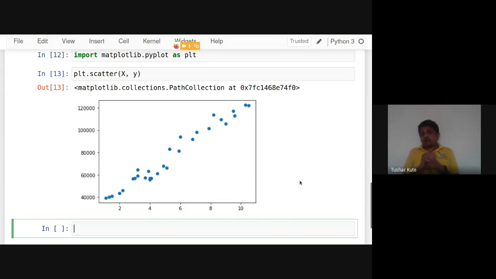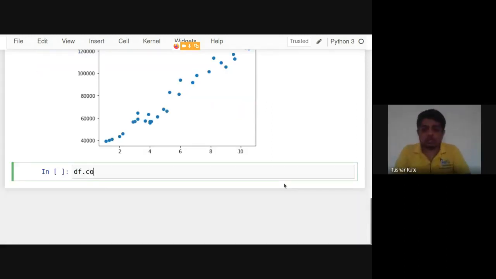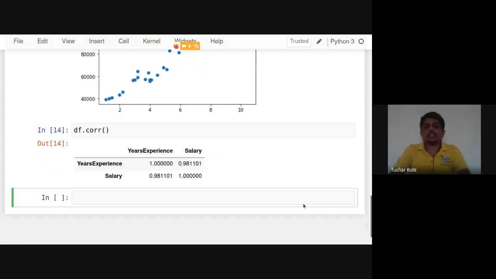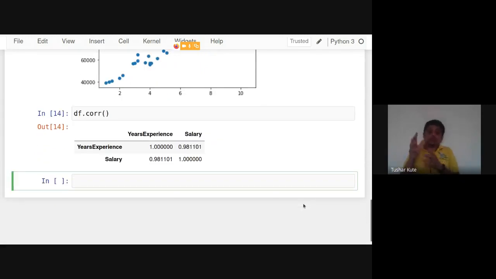And one more thing, by using the correlation function, I can find it like data frame dot corr. See this one. I'm using the Pearson correlation that we have seen in the correlation concept of statistics.